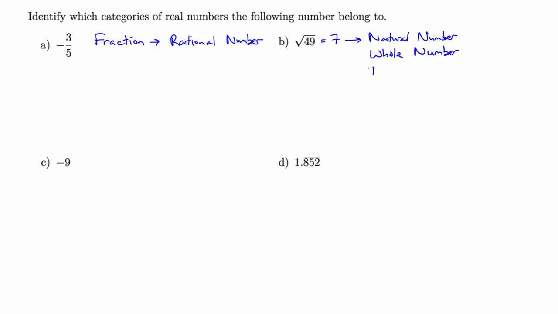And every whole number is an integer. And every integer is a rational number. So 7 falls into 4 of the subcategories of real numbers.